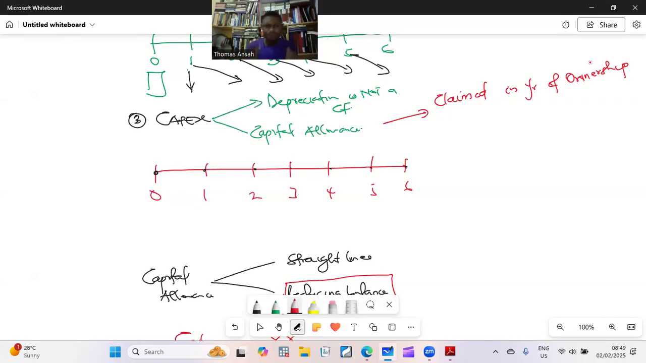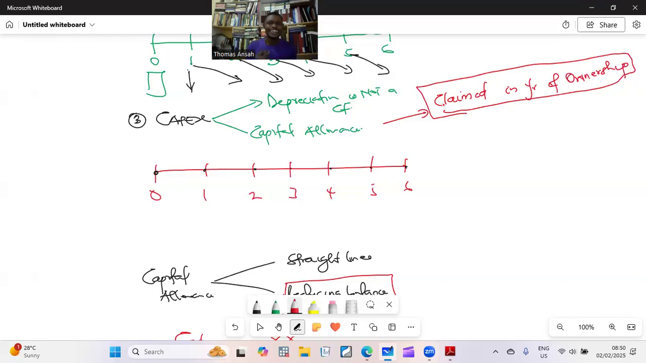So listen carefully. Capital allowance is claimed in each year of ownership. So once you own the asset, you can claim the capital allowance. But if you don't own the asset, you cannot claim capital allowance. And it is common sense because the asset is not yours. So you sold it. So how can you go and collect capital allowance for something that is not yours? You get it. So that is the most important thing. So each year you own the asset, you can claim the capital allowance.